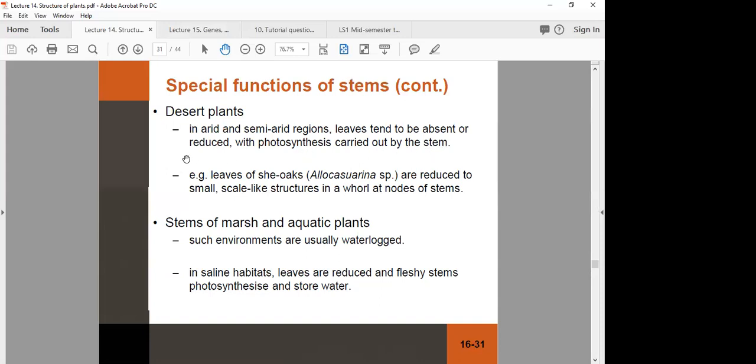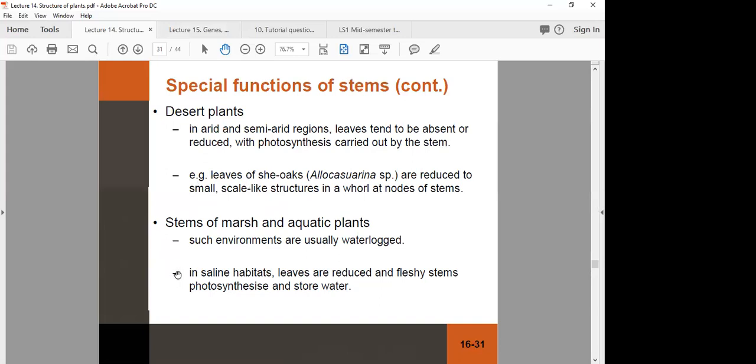than by leaves. Leaves of she oaks, Allocasuarina species, are highly reduced to very small scale-like structures found at the nodes of stems. Once again, this is designed to minimise water loss from the plant. Stems of marsh and aquatic plants: such environments are usually waterlogged. So of course you can imagine those parenchyma cells with those large air spaces to facilitate the presence of oxygen would be very prominent in these plants.